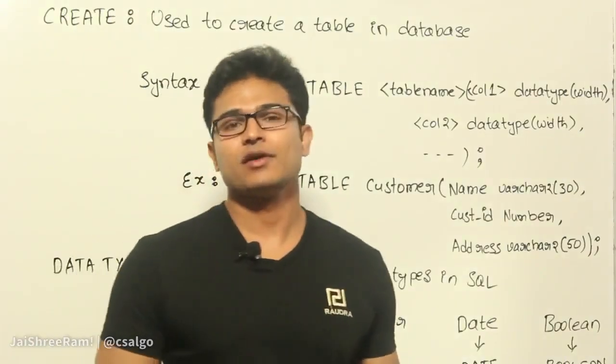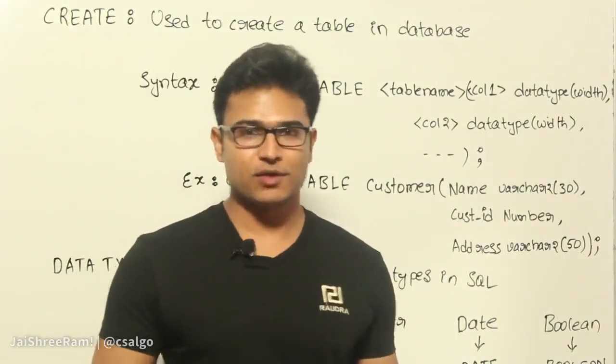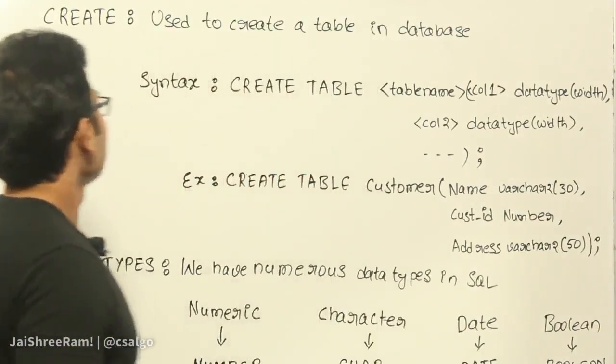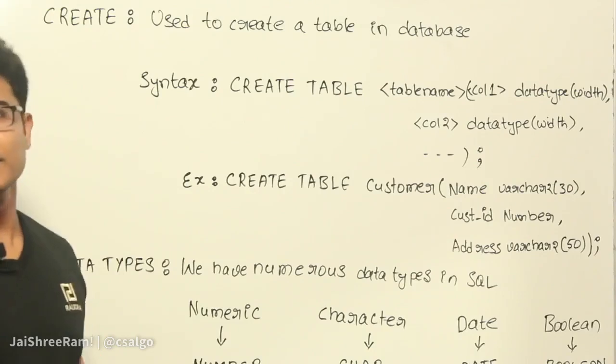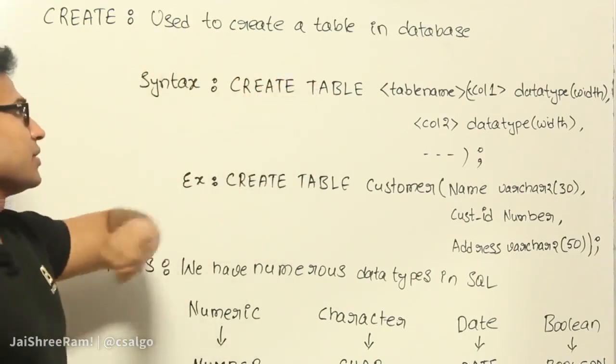The most basic entity of a database is a table. Now let's see how to create a table. If you observe this, create is the command which is used to create the table in the database. It is used to create a table in database.